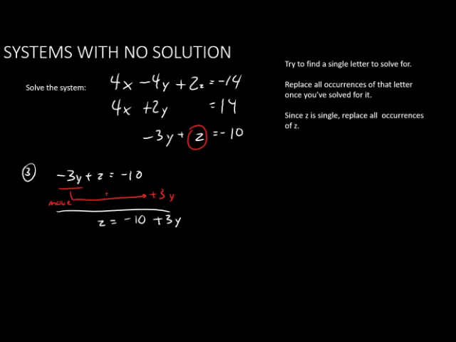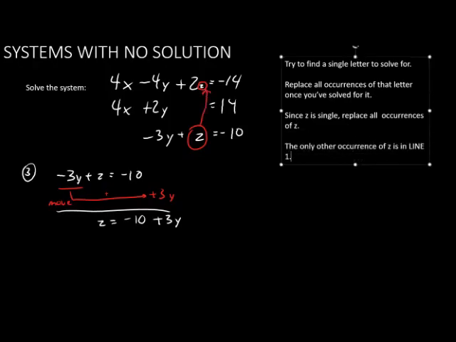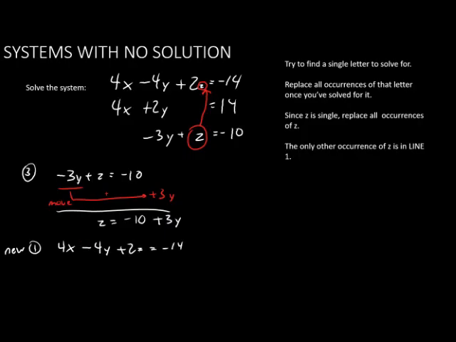Now the only occurrence of z in the system is here in line 1, with this other z I'm circling. So we will make a new line 1 now where we replace that z. Previously we had 4x minus 4y plus 2z equals negative 14. However, we're going to replace that z now with the negative 10 plus 3y and place it where the z previously was.